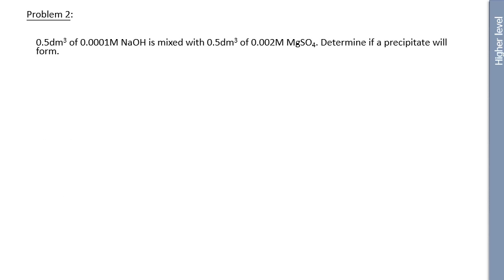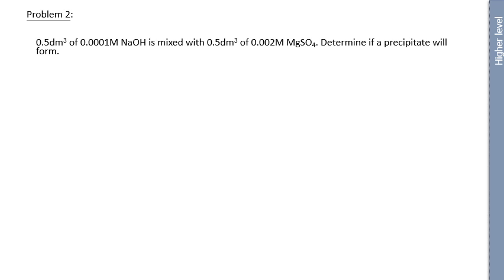So the next problem involves the solubility product. What happens if you add 0.5 decimeter cubed of 0.0001 molar solution of sodium hydroxide with 0.5 decimeter cubed of a 0.002 molar concentration of magnesium sulfate? Determine if a precipitate will form.